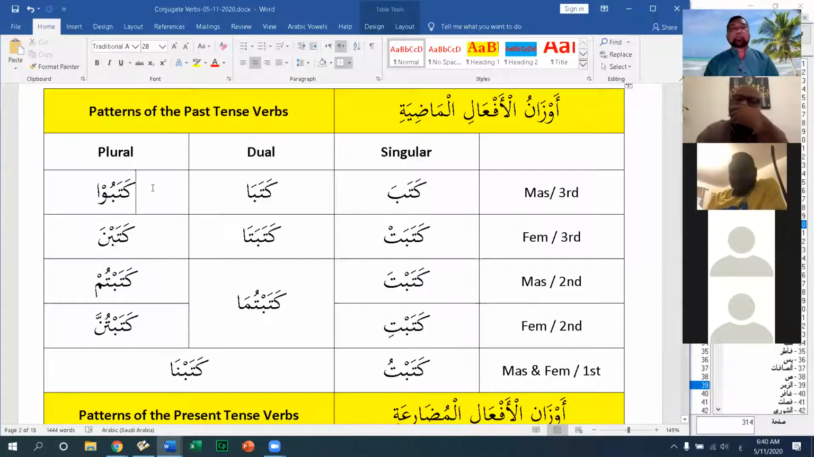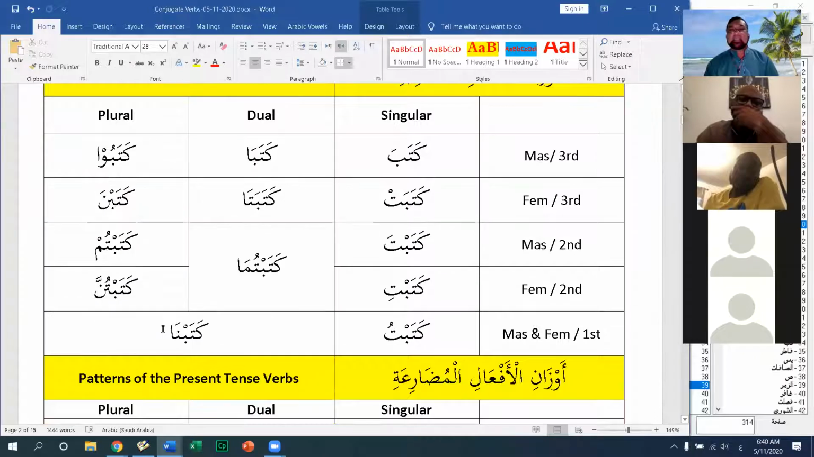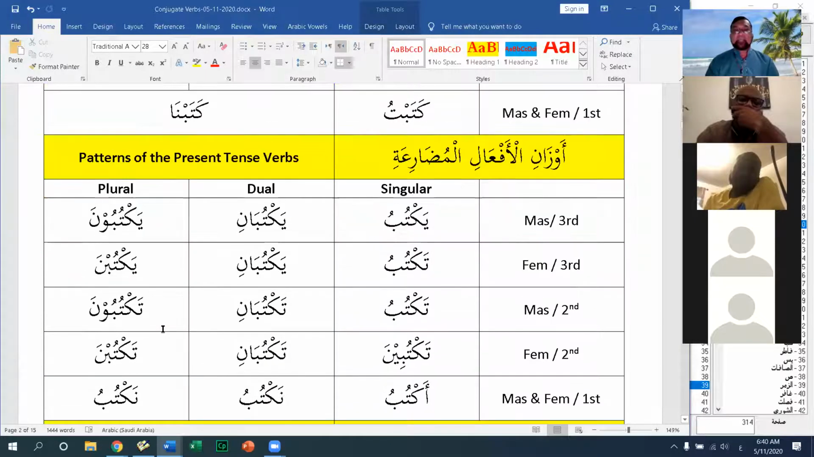Hum katabu, hunna katabna, antum katabtum, antunna katabtunna. That's the past tense. Present tense.